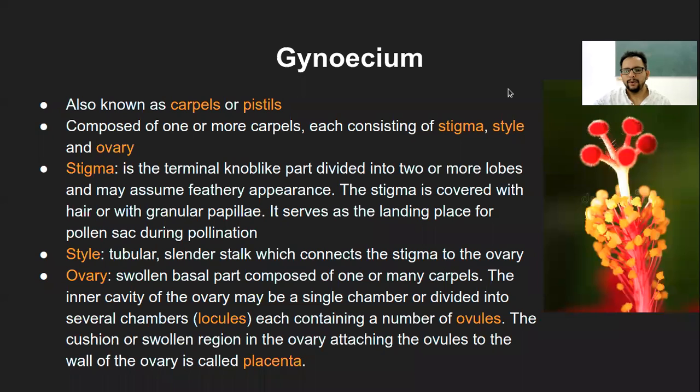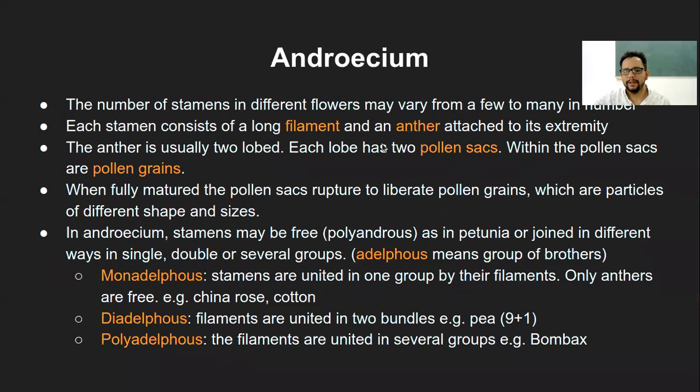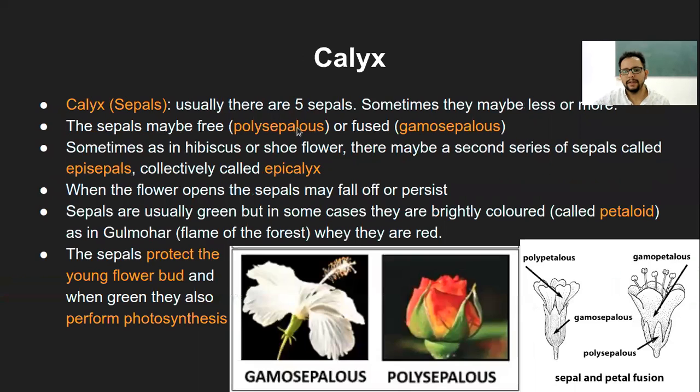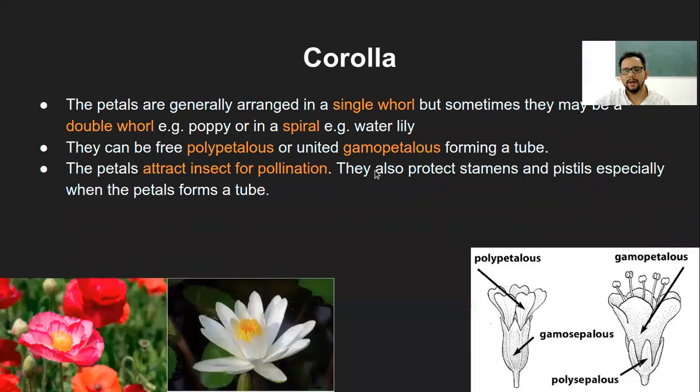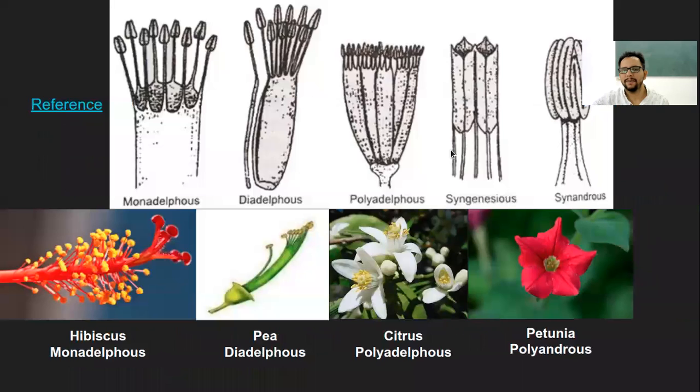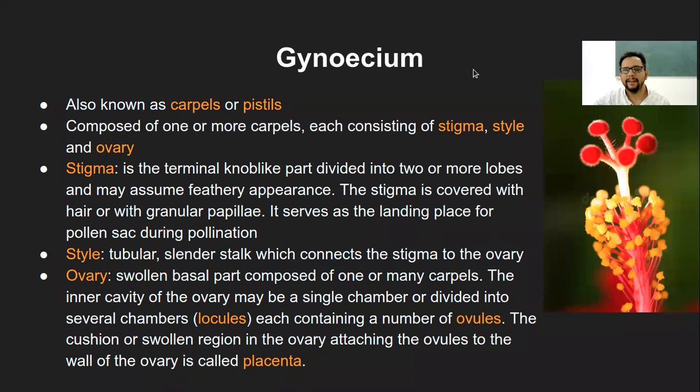So in the last class, what we had looked at was three different whorls, that is calyx, corolla, and the androecium, and we were left with one more, that is the gynoecium. So we'll continue with that, and then the last part, that is inflorescence and placentation. So again, the gynoecium part, you know it very well.